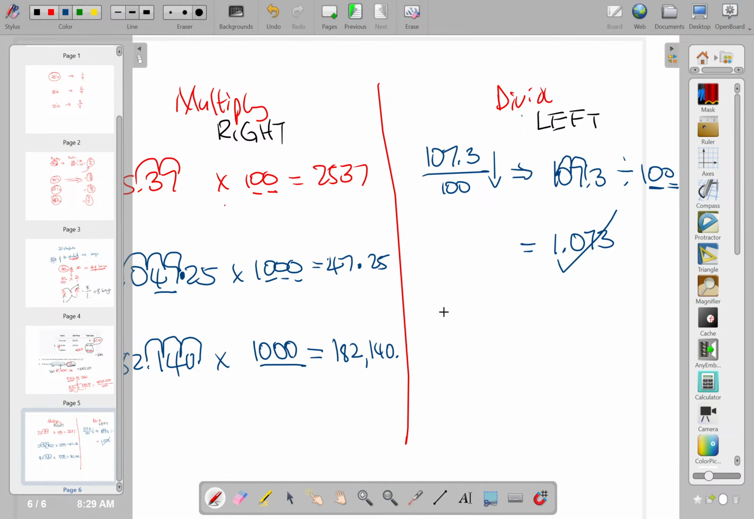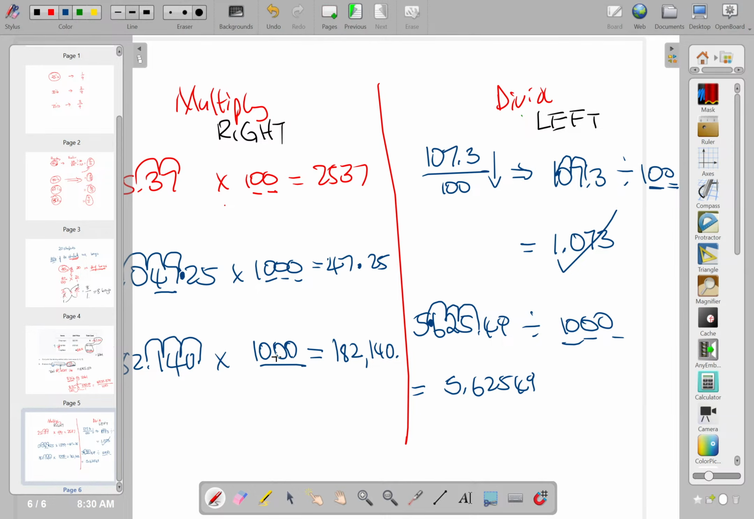Ready, set, go. If I have 5,625.49 being divided by 1,000. 3 zeros, move it 3 places to the left. 1, 2, 3. Decimal place ends up there, so it's 5.62549. Okay? So that's a little tips and tricks there. Hopefully that makes a lot of sense.